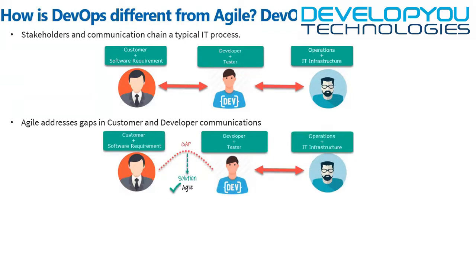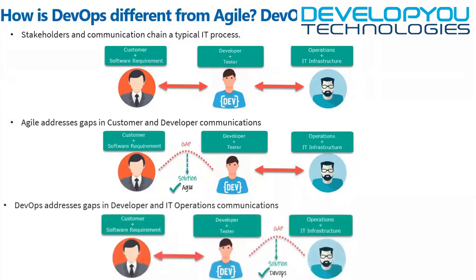Oh, it used to take a year to write the SRS and then the BRD. Nothing but system requirements, use cases, all those things. So it was taking a lot of time. That gap is bridged by Agile. But still, two more steps are there: testing, and then moving to infrastructure.